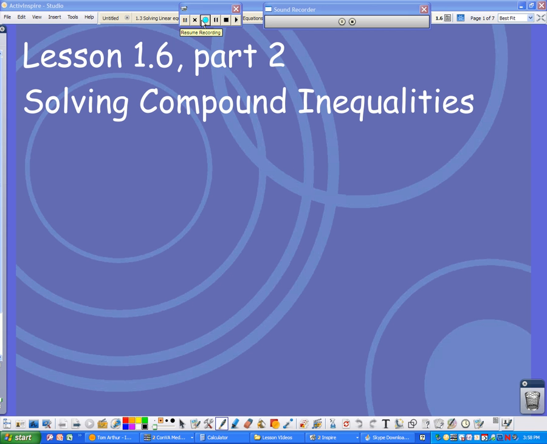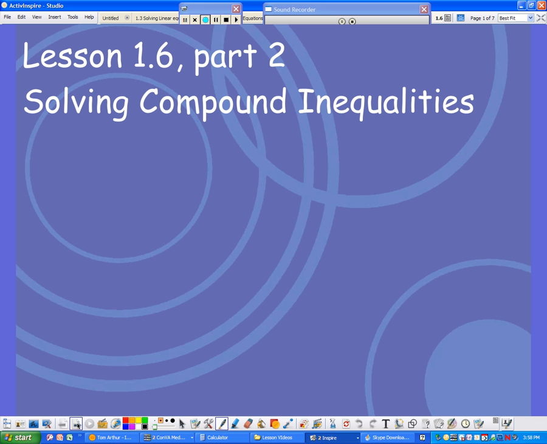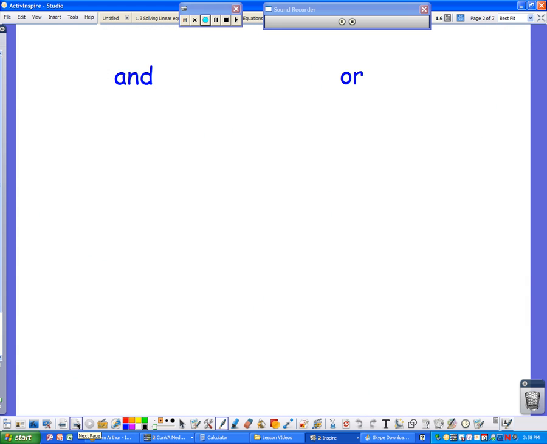All right, lesson 1.6, part 2. This is solving compound inequalities. Compound inequalities come in two forms. They come in the form of an and. These are typically written with two inequality signs.